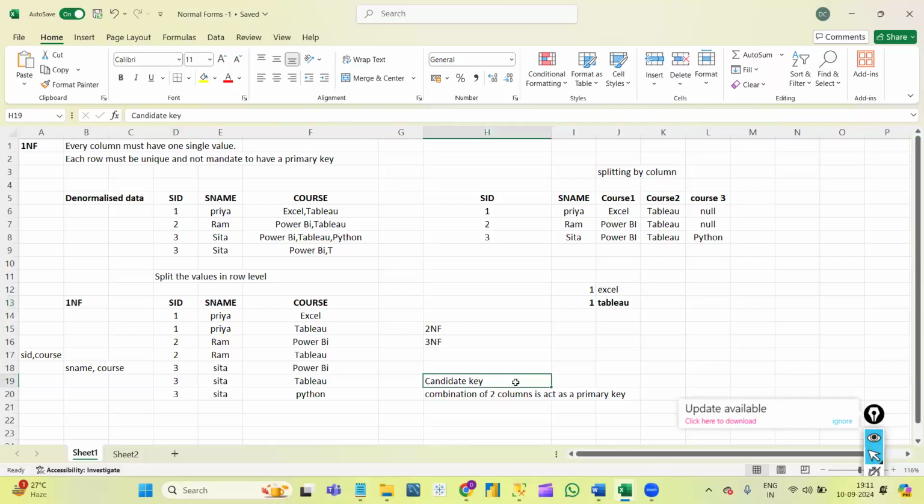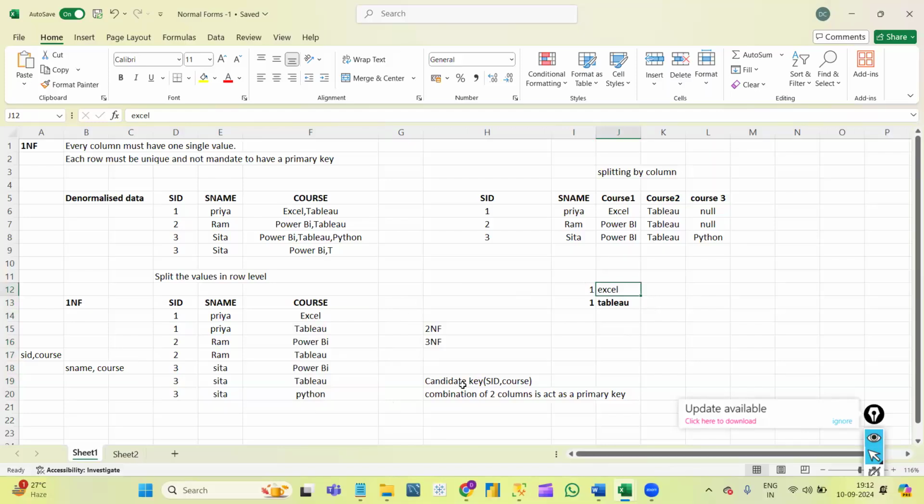That means to create a candidate key, here I will say candidate key of SID comma maybe course. If I create a candidate key of SID comma course, in the sense the combination of SID and course, these two columns together should act as a primary key. The values together, the 1 and Excel, are the values of SID and course, right? So this together we will consider as a primary key. Like, however, we will see only one column in a primary key. This time we need to see both the columns.